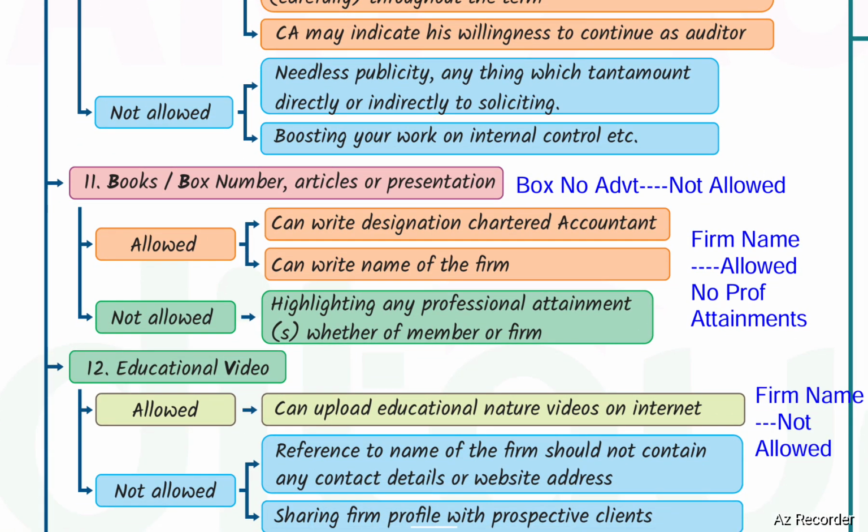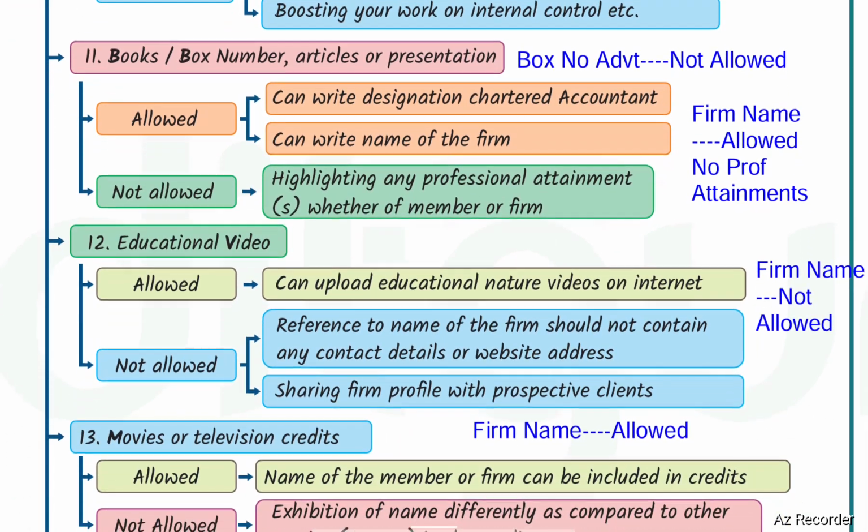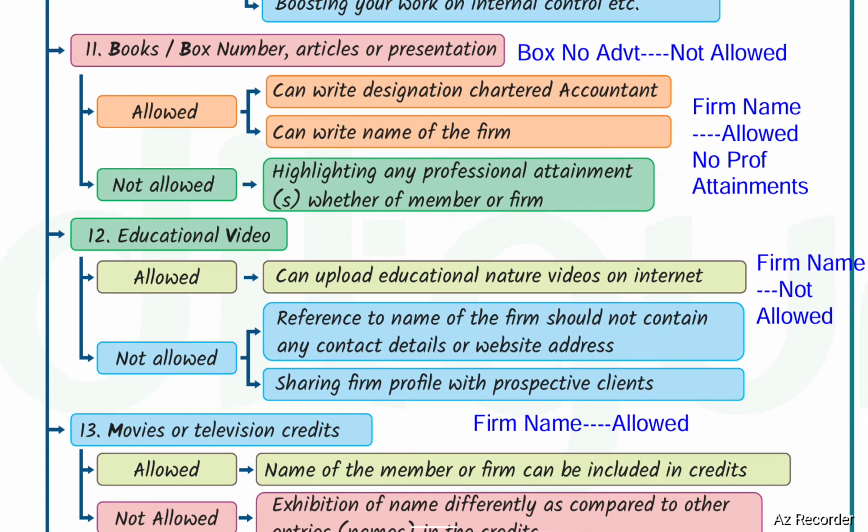Which is allowed? One can write the designation chartered accountant, and can write the name of the firm. Firm name is allowed. Professional attainments are not allowed. Highlighting any professional attainments, whether of a member or a firm, is not allowed. Educational videos are allowed; one can upload educational nature videos on the internet. Firm name not allowed in certain cases: a reference to the name of the firm should not contain any contact details or website details, website address.